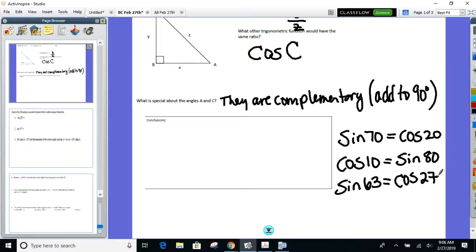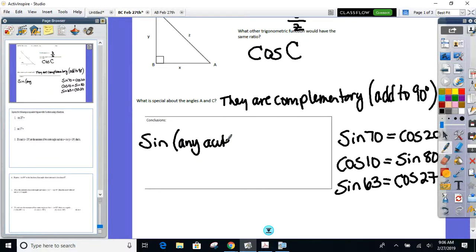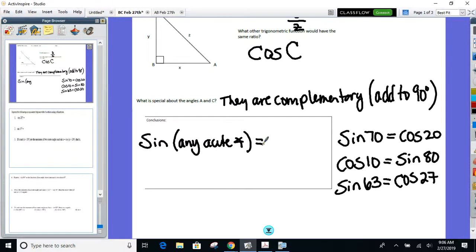Complementary. So let's write the conclusion we just found out, which is we can start with sine. The sine of any angle, actually I should put, excuse me, any acute angle, because this doesn't work if you go above 90. Any acute angle is equal to what? The cosine of, how do I find that? What am I looking for now? The cosine of 90 minus your angle. All the time they will be equal to each other.